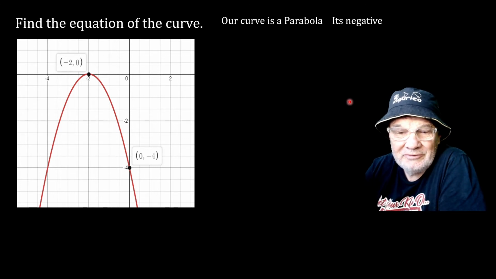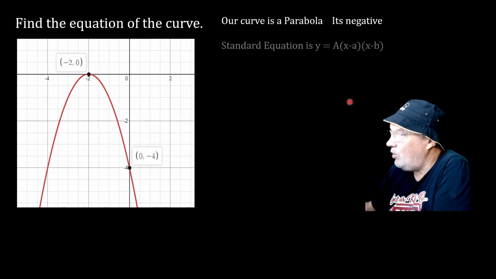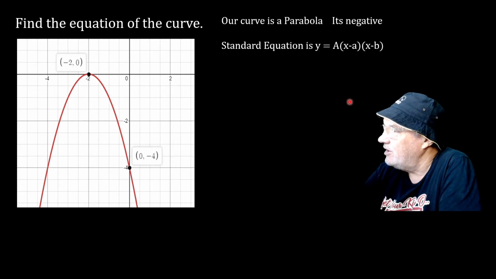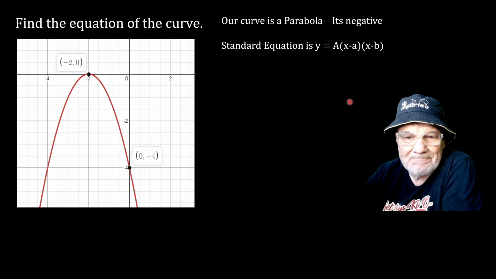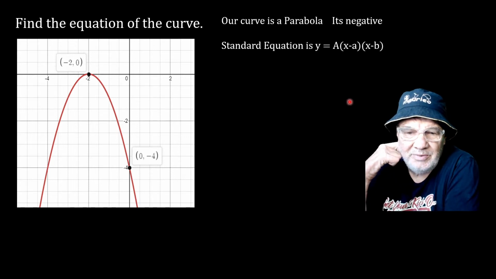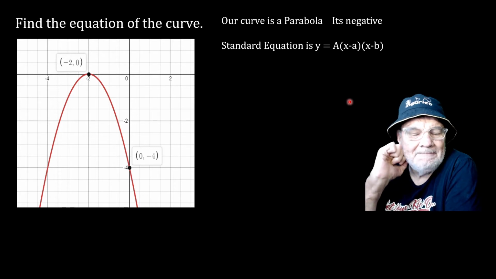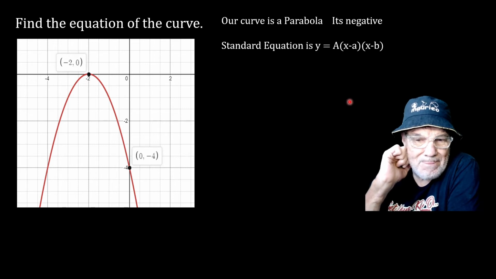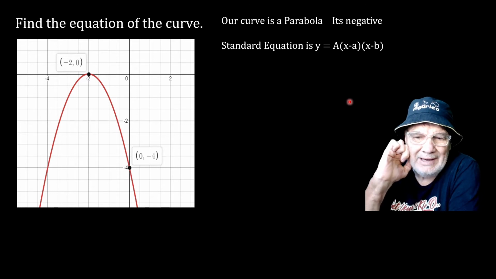Yeah, it's negative. And so when we look at the standard equation of the graph, it allows for both negative and positive. And this is it here: y equals a(x minus A)(x minus B), the two factors. But as you can see with this particular one, it doesn't cut the x-axis twice. It just comes down and touches the x-axis at that one point.